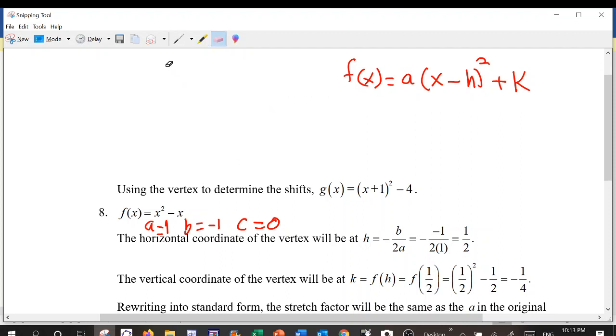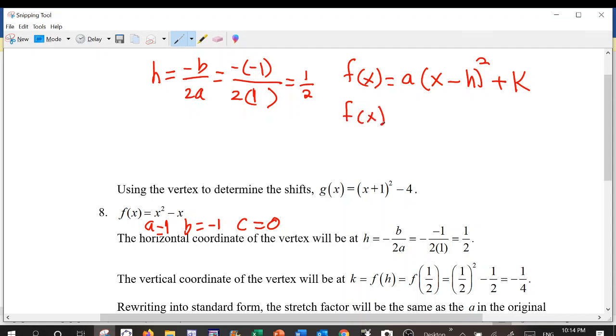So we know that h is negative b over 2a. Now b is negative 1, and a is 1. So that's 1 over 2, right? So that's our h. Now we know our a is 1, and our h is 1/2. So we just need k. Again, we substitute 1/2 in this function.